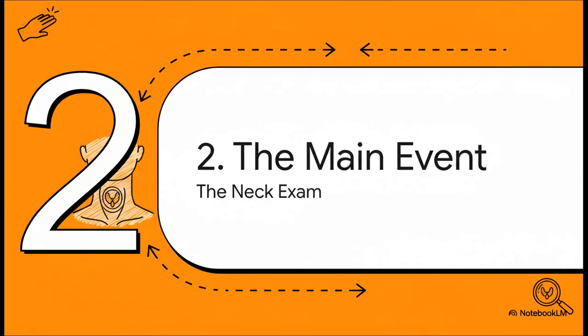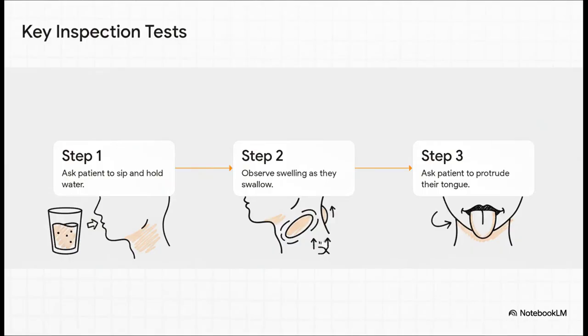Okay, so we've got our initial clues. Now let's move on to the main event, the neck. This is where we finally get to assess the gland itself. But again, there's a very specific and very smart order to it. Now, before you even lay a finger on the patient, there are two simple actions that can tell you a ton. First, you just watch the swelling as the patient takes a sip of water and swallows. Does it move up? Then you ask them to stick their tongue out. Does the lump move with their tongue?